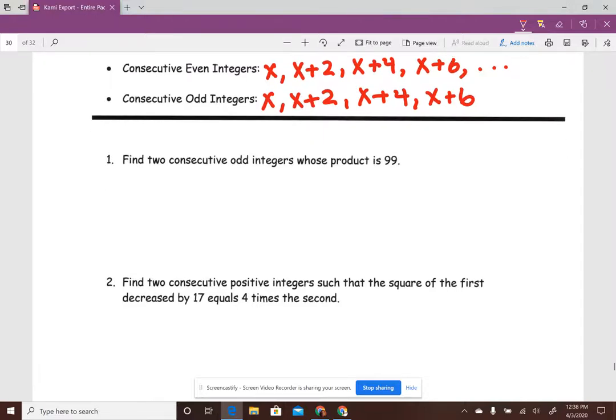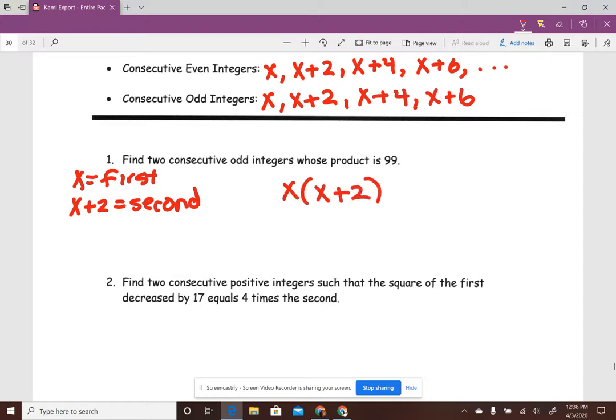Okay, find 2 consecutive odd integers. So I'm going to let x be the first. And then I'm going to let x plus 2 be the second. Just think about like 3 and 5. How do you go from 3 to 5? You add 2. Product means multiply. So I write x times x plus 2, and that's going to equal 99. So using the distributive property, I get x squared plus 2x.